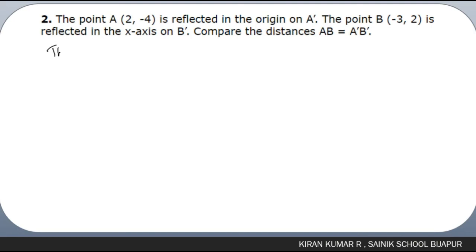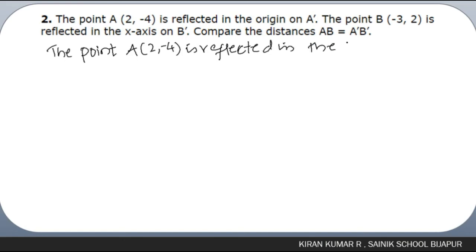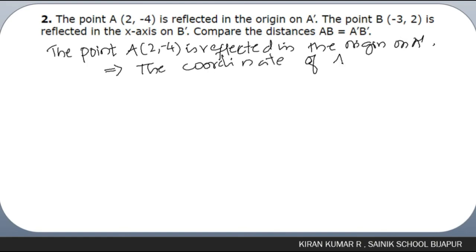The point A (2, -4) is reflected in the origin to A dash. This implies that the coordinates of A dash will be (-2, 4). Since it is reflected, I have to consider negative 2 and positive 4.